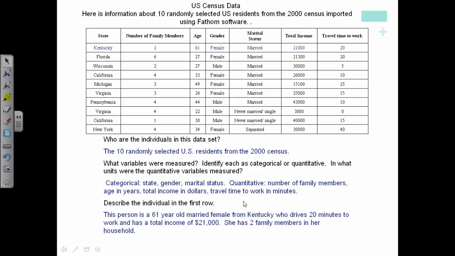The variables measured are categorical or quantitative. Categorical variables would be state, gender, and marital status. The quantitative variables would be number of family members, age in years, total income in dollars, and travel time to work in minutes. Make sure that you are labeling your types of variables in units if there's a unit that's supposed to be given.